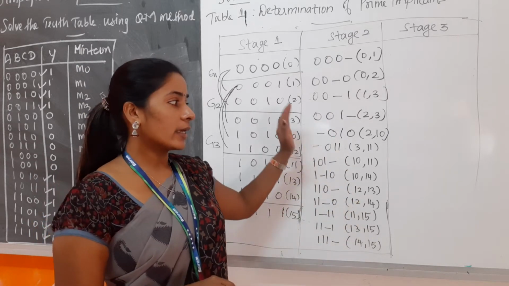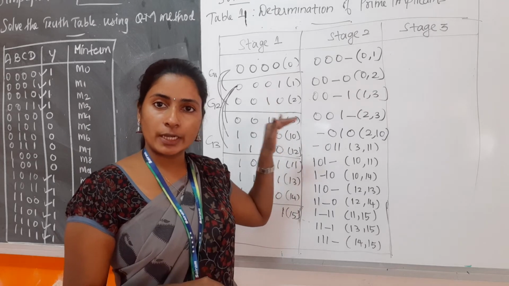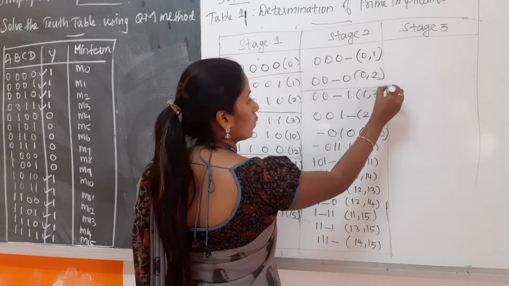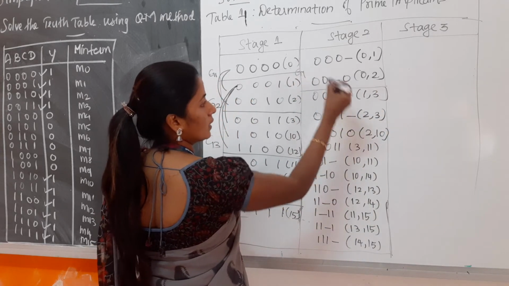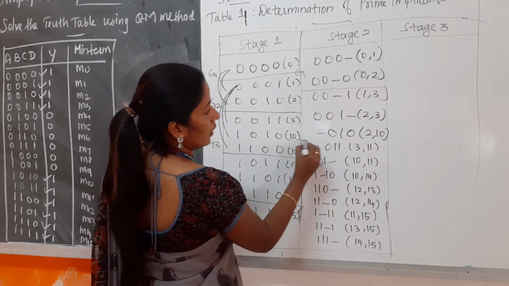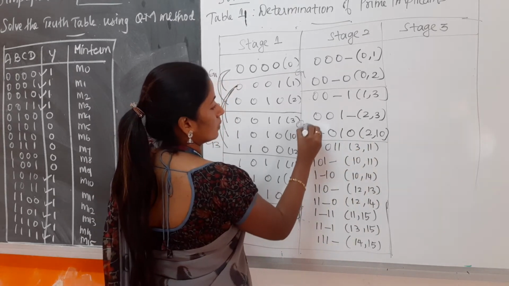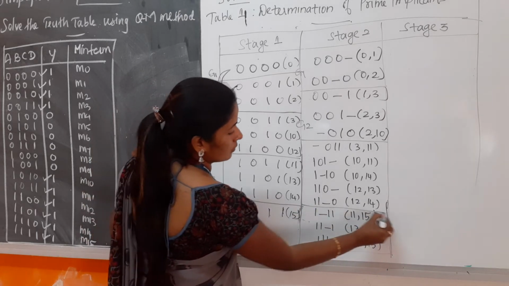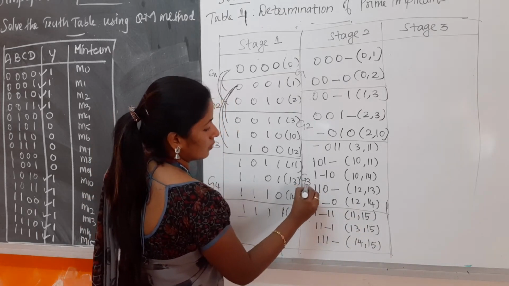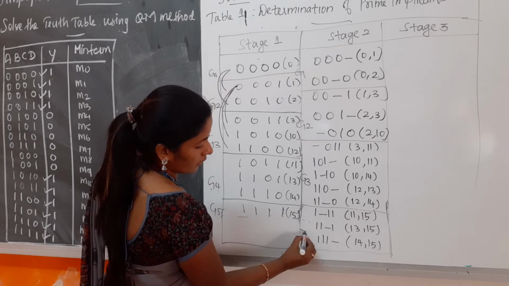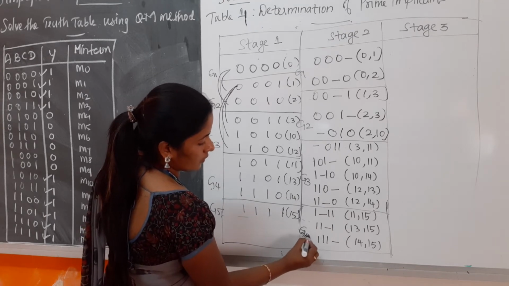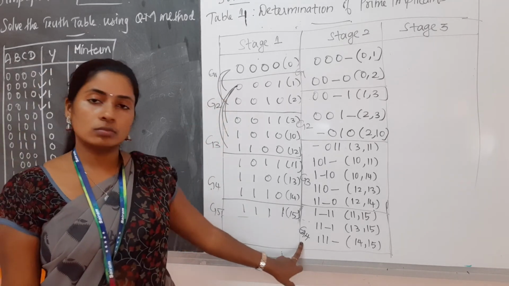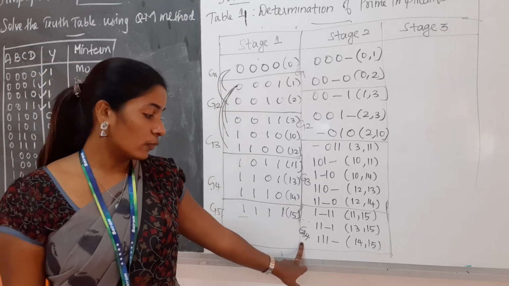Now next, again I have to divide the stage 2 data into groups. In the same way, in the first group there is no 1. This is my G1. The second group has a single one, G2. The third group has 2 ones. In the fourth group there are 3 ones. You can see here, in stage 1 we had 5 groups, and in stage 2 we have only 4 groups.